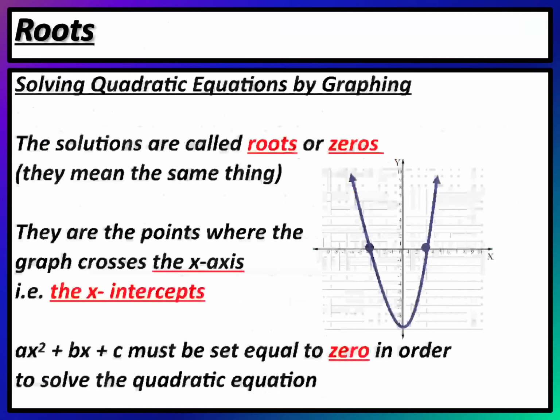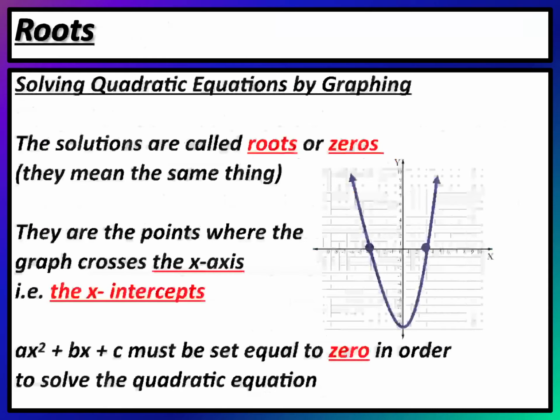Okay, next we have the roots. So the roots are when we solve the quadratic equation by graphing. So there's graph the parabola and then there's solve by graphing. And solve by graphing means you want to use the graph of the function to determine where the roots are. The roots or the zeros, those words mean the same thing, are the points where the parabola crosses the x-axis. So those values, when plugged into the function, would make it equal 0.